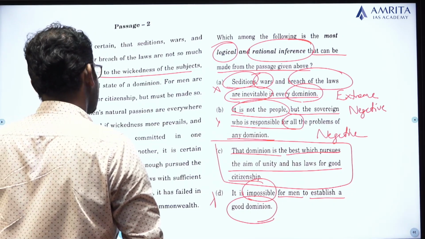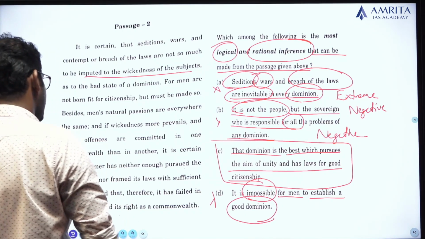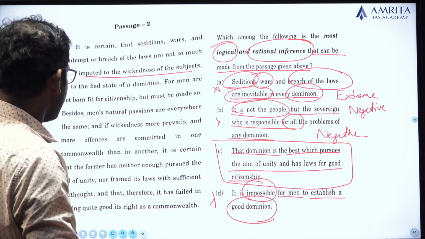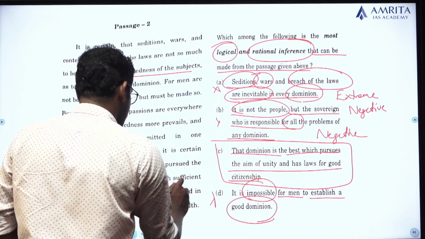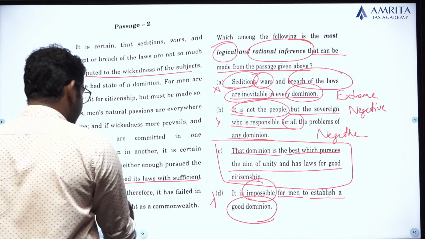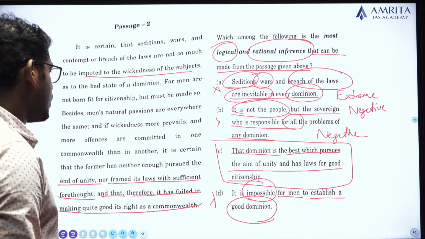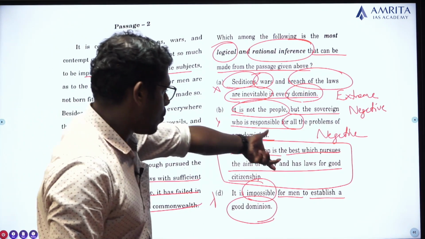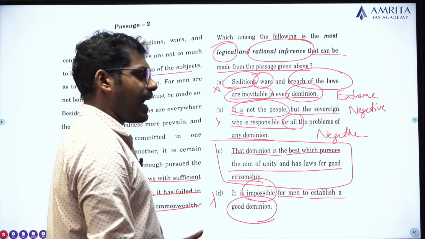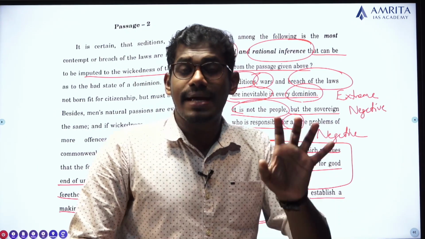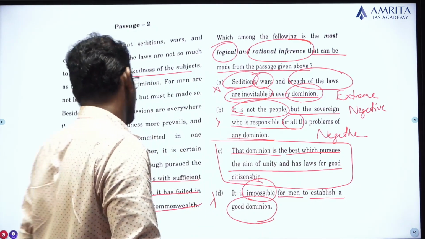Besides, men's natural passions are everywhere the same, and if wickedness more prevails and more offences are committed in one commonwealth than in another, it is certain that the former has neither enough pursued the end of unity nor framed his laws with a sufficient forethought, and that therefore it has failed in making quite good its right as a commonwealth. So the last end of the passage is more in line with the third option. So I can say that the third option is correct, and we got the answer without reading the passage by eliminating the incorrect statement or the extreme statement. Clear? Okay, moving to next question.